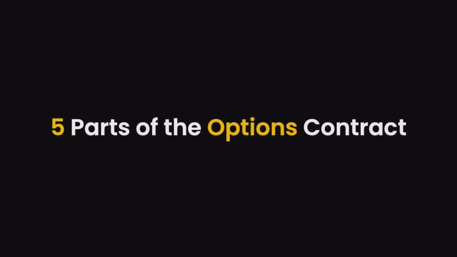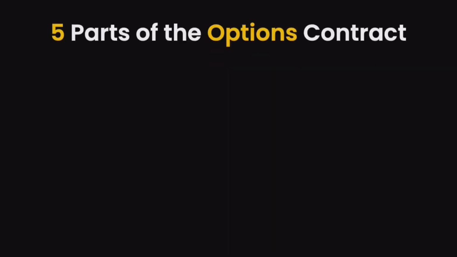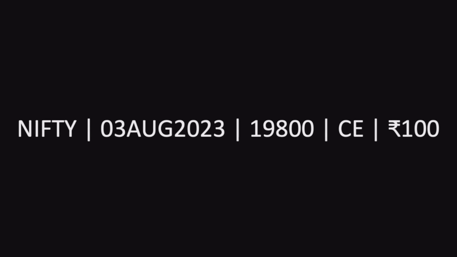Now, an options contract has 5 parts, and I am going to look at each of these one by one. This way, you will know exactly what you're looking at when you see the options contract presented to you by your broker or your trading platform. As we mentioned in previous videos, an options contract has essentially 5 parts. So let's look at a basic options contract and examine these 5 components.